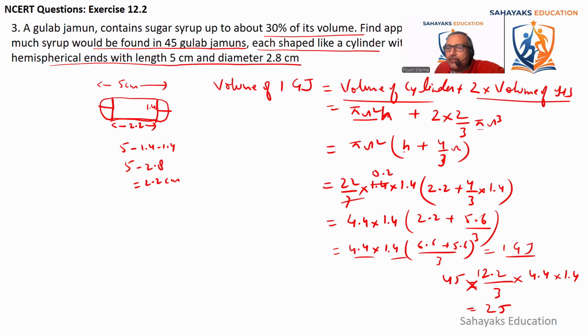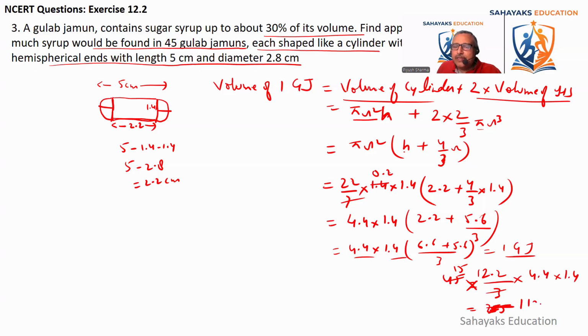So when I multiply it by 45, this becomes 315 times. Okay, so now everything is cut. Now the answer should come as a unique answer. They gave an easy question, we made it difficult. It is 15 multiplied by 12.2 multiplied by 4.4 multiplied by 1.4. So the answer comes out to be 1127.